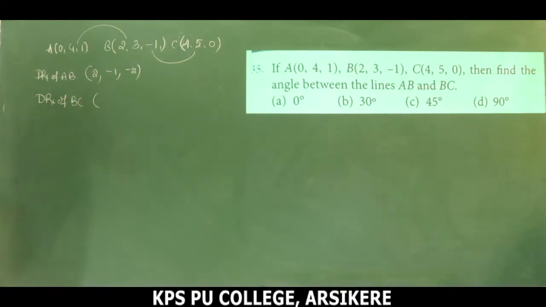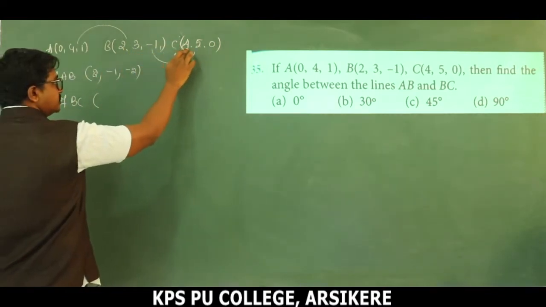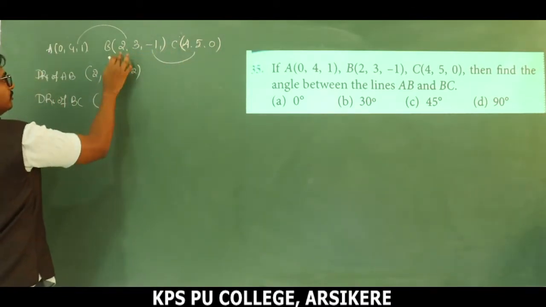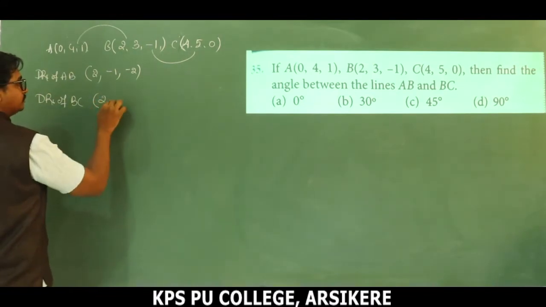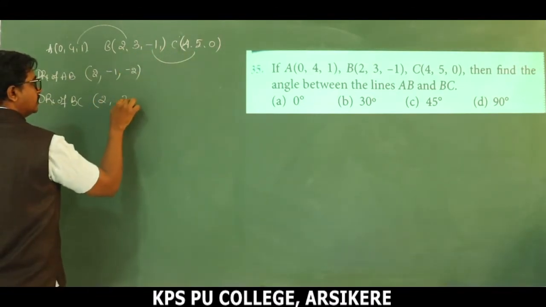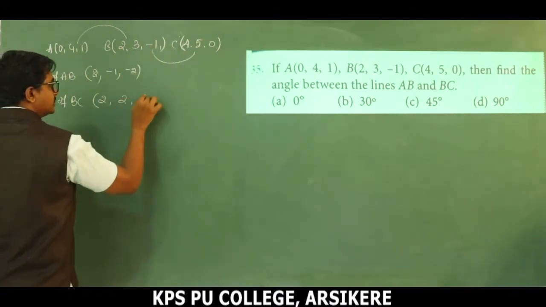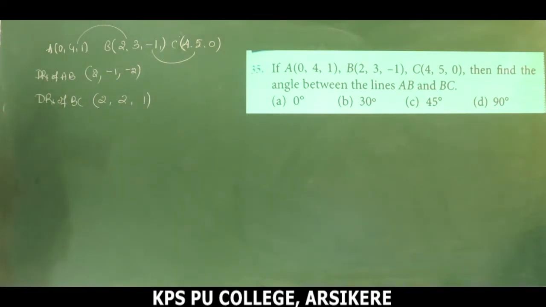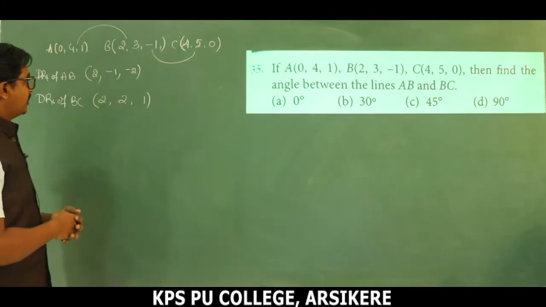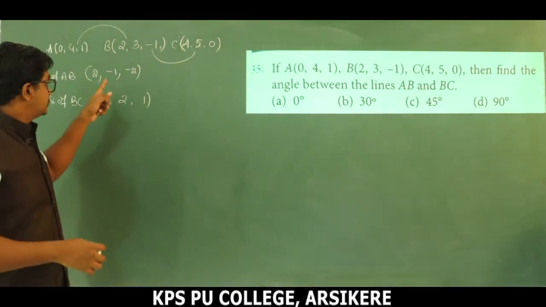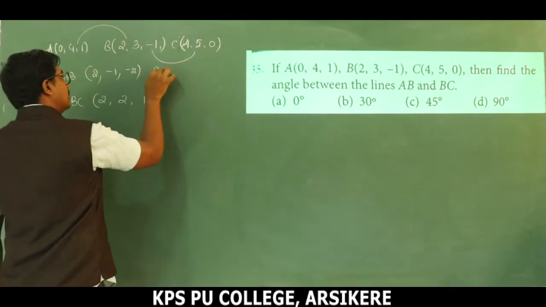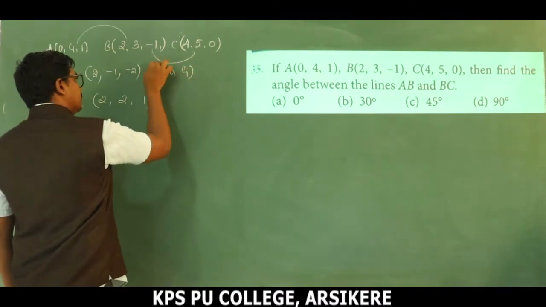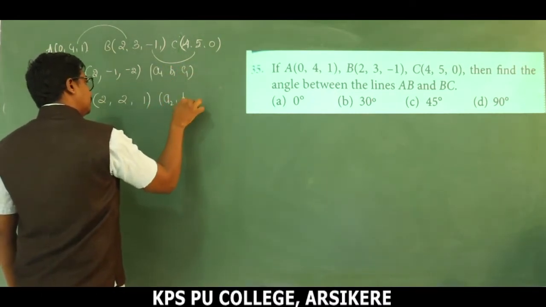Then the direction ratios of BC. Again x2 minus x1, treating these as x1, y1, z1 and x2, y2, z2. That becomes 4 minus 2 is 2, 5 minus 3 is 2, and 0 minus of minus 1 becomes plus 1. Okay. Next, you will find the product of these numbers. This is A1, B1, C1 and this is A2, B2, C2.